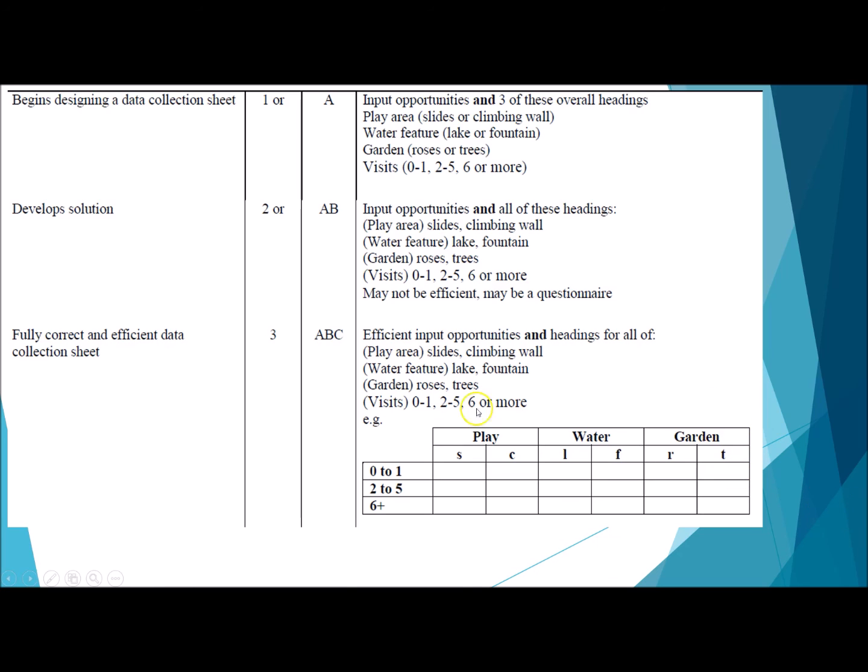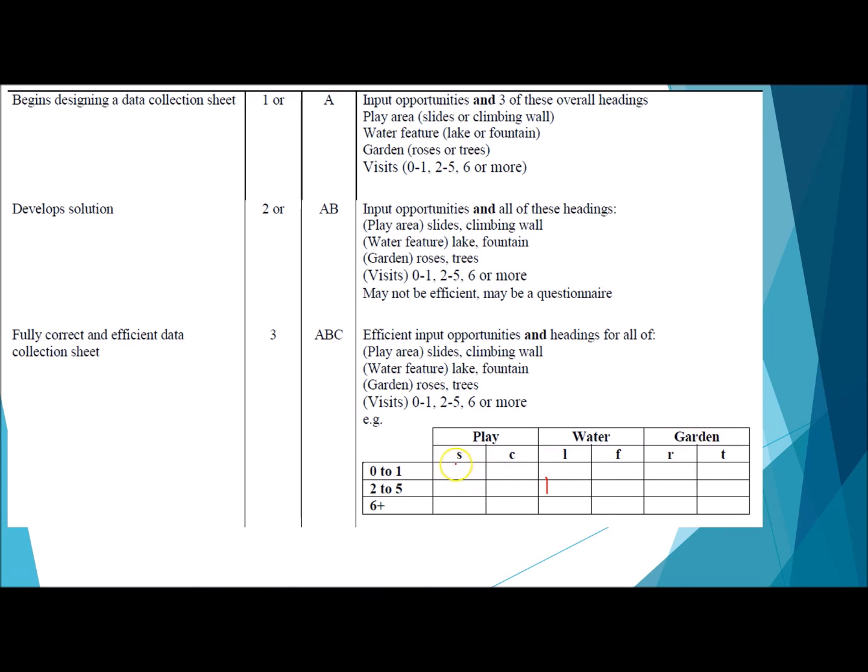So you can see at the bottom right here, this is just an example. Yours doesn't have to look exactly like that one. But you could see how we could fill it in. So I ask a resident, what would you like to see? A play area, a water feature, or a garden? And I also ask them how many times they visit. So let's say they say water feature. I then say, would you like to see a lake or a fountain there? They say lake. I ask them how many times they visit. They say 3. So I would put my tally in this box.